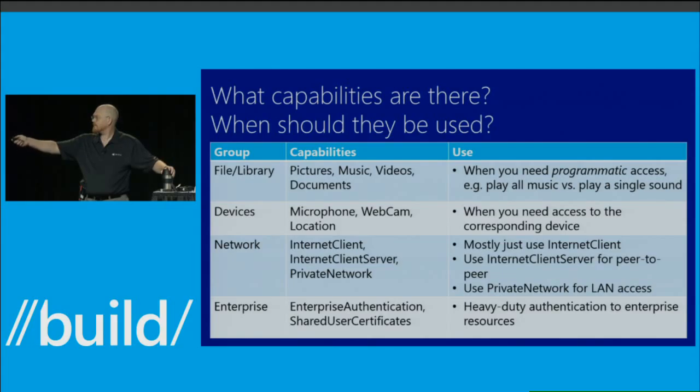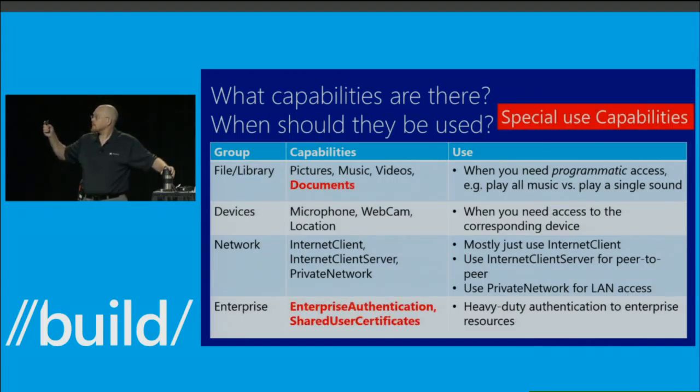The last class, enterprise authentication and shared user certificates, are primarily for enterprise line of business apps. If you're building an enterprise line of business app, then yeah, you might need these. If you're building a consumer app, you don't need them. The store also classifies these three, documents, enterprise auth, and shared user certificates, as special use capabilities. They're only available to company accounts, not to personal accounts as a developer. And if you declare them, it subjects the app to additional inspection when it's being onboarded. You end up in the slow lane as they approve your app. So really don't declare them unless you're sure you need them. Read the docs on when it's appropriate to need them.